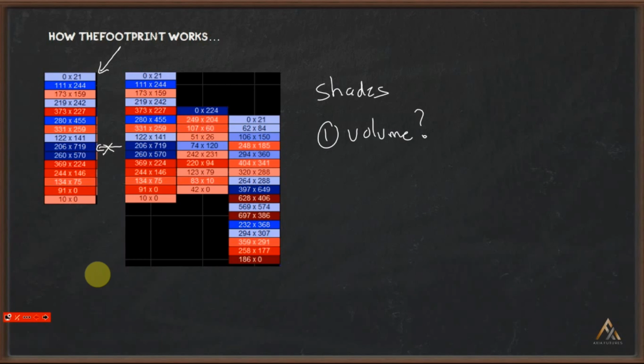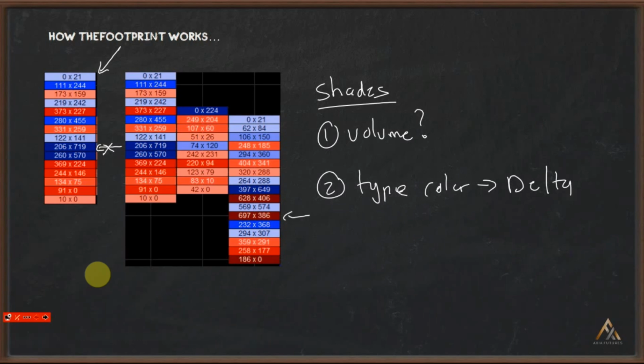Okay, so color represents the amount of volume, and the type of color represents who won that fight. The type of color is ultimately representing the delta. Again, to explain this, let's use a hypothetical example, and I'm going to take this price point here, 697 times by 386.